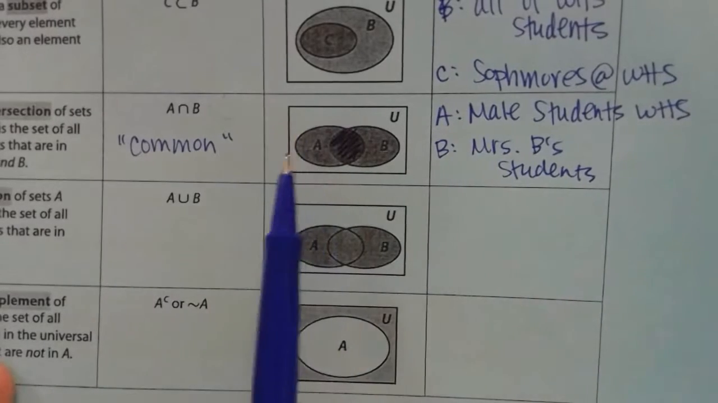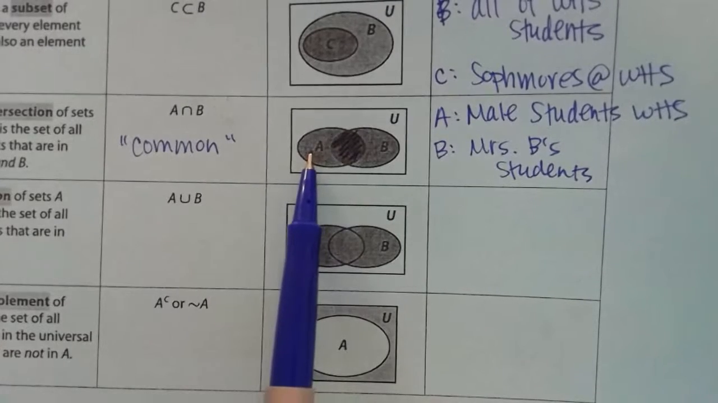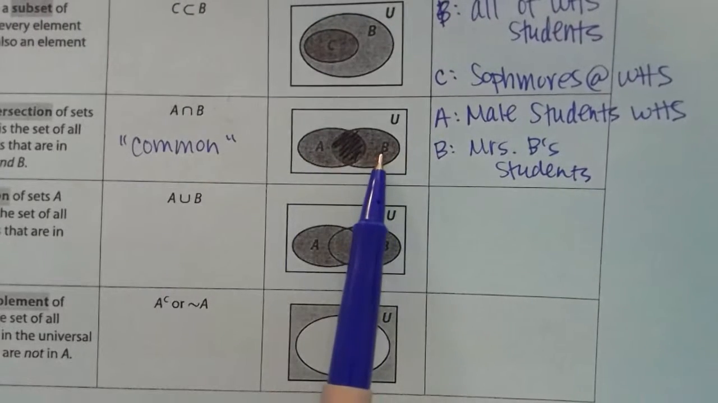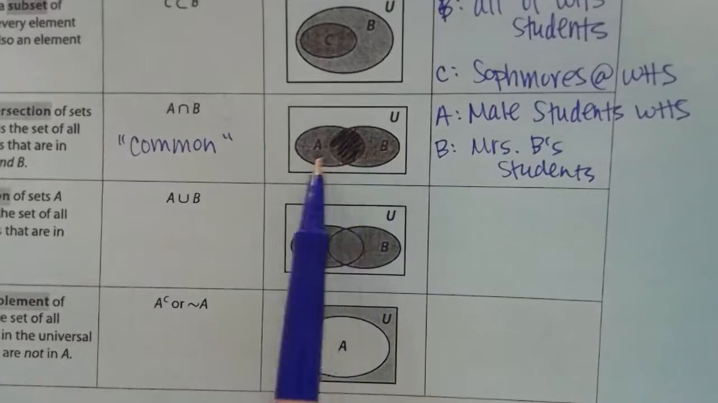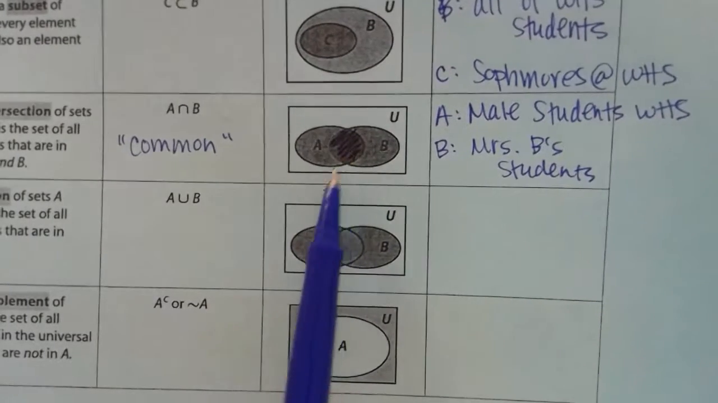So if I were looking at this picture right here, this little moon on the left, those are all the students that don't have me as a teacher. The right, these are all of my girl students. The overlap are all of my boy students, basically.